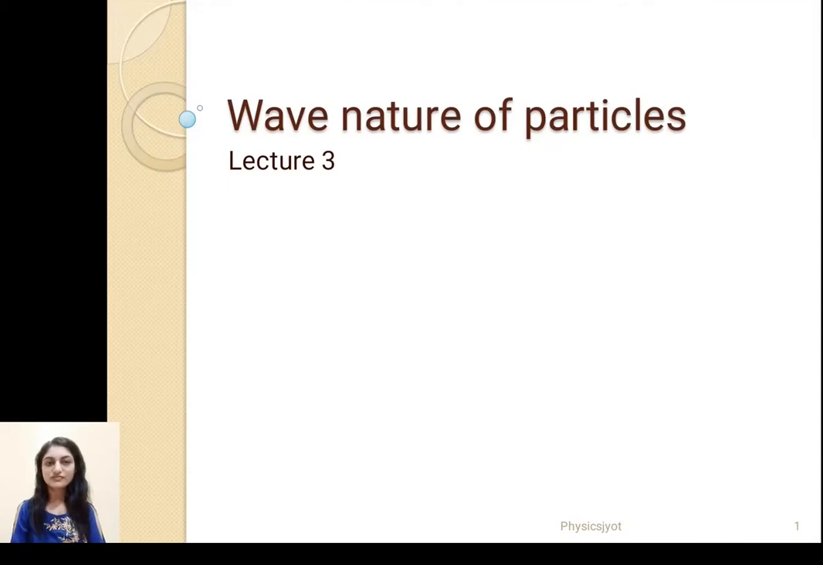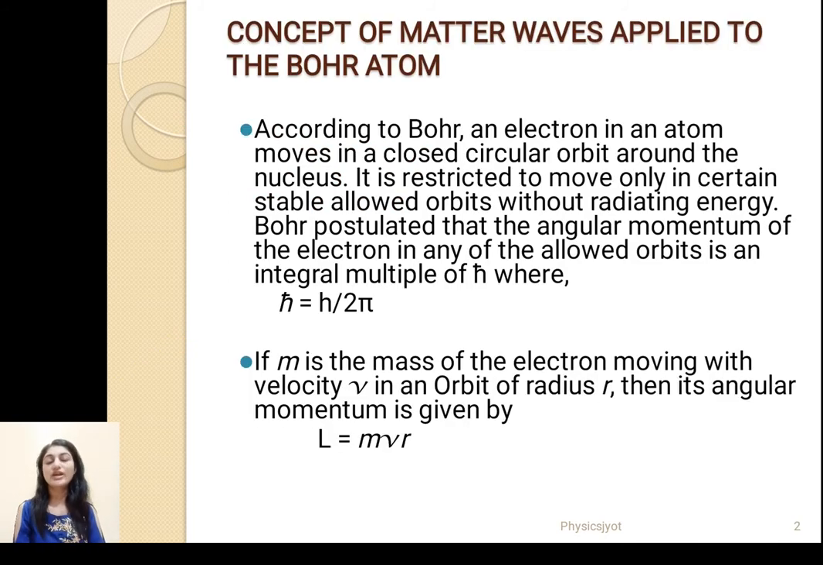Hello everybody, myself Jyoti and this is the third lecture of wave nature of particles, and we are going to talk about the concept of matter waves applied to the Bohr atom. So according to Bohr, an electron in an atom moves in a closed circular orbit around the nucleus and it is restricted to move only in certain stable allowed orbits without radiating energy.